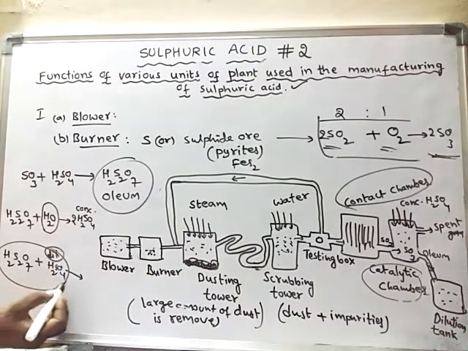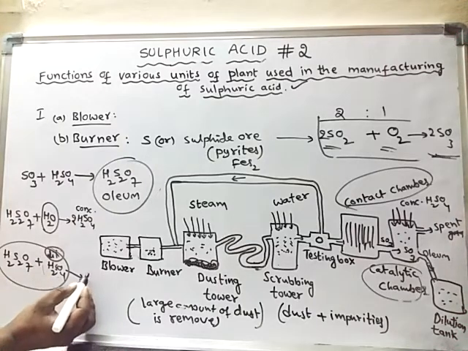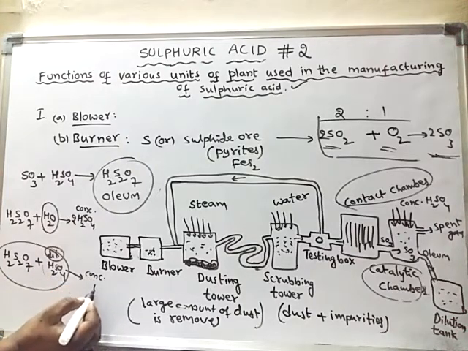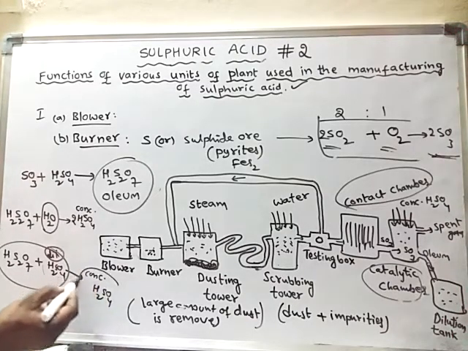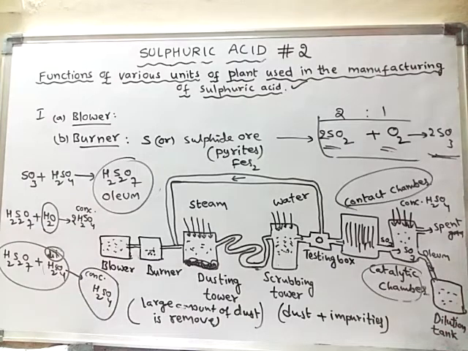Finally, this dilute sulfuric acid reacts with oleum, and the dilute sulfuric acid will be converted into concentrated sulfuric acid. Because this dilute sulfuric acid has water in it, that water will react with the oleum. So finally we will get concentrated sulfuric acid.